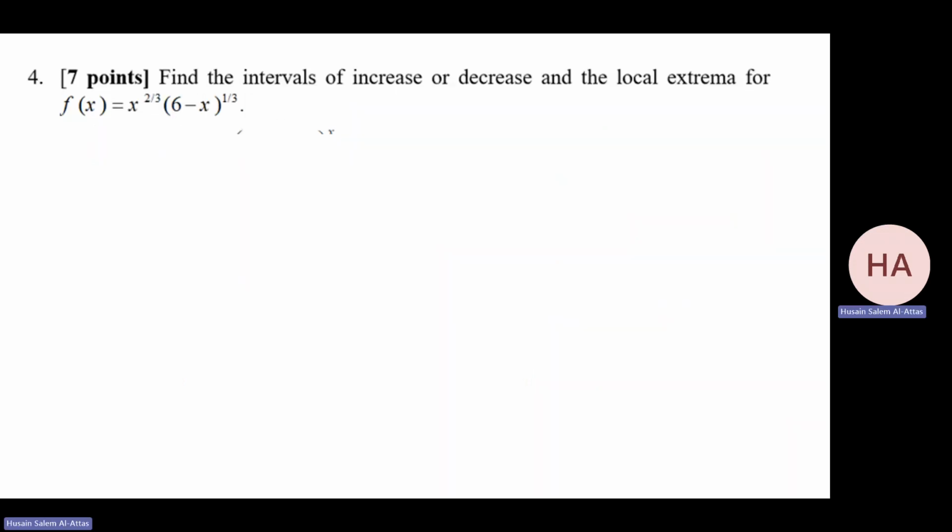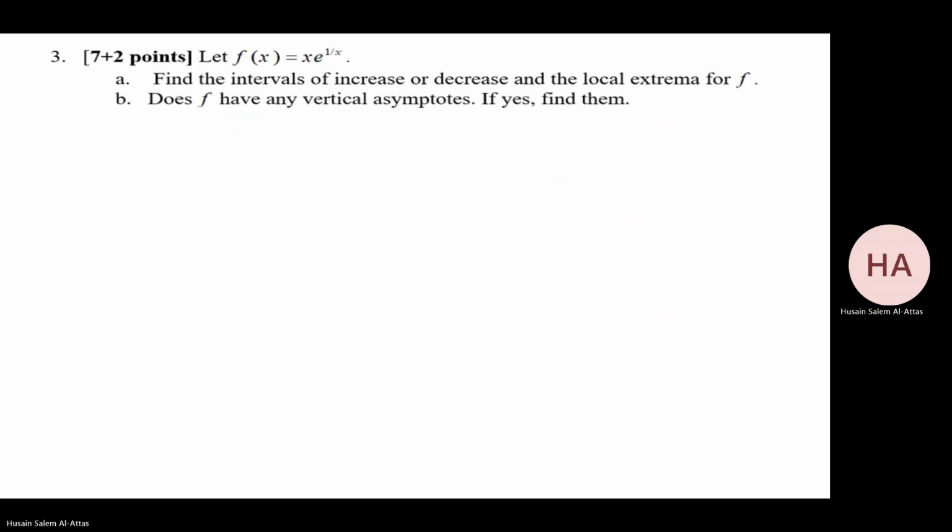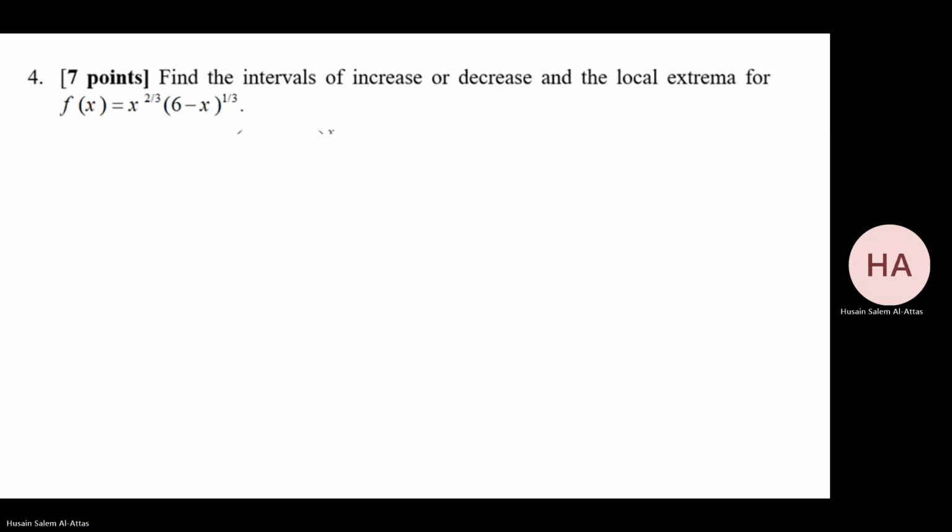Okay. Find the intervals of increasing and decreasing and the local extreme values for this function. Same thing. What's the domain of f? All real numbers. So here I find f prime. Be careful with the calculation now. This will be 2 over 3 times x to the power minus 1 over 3, times this.